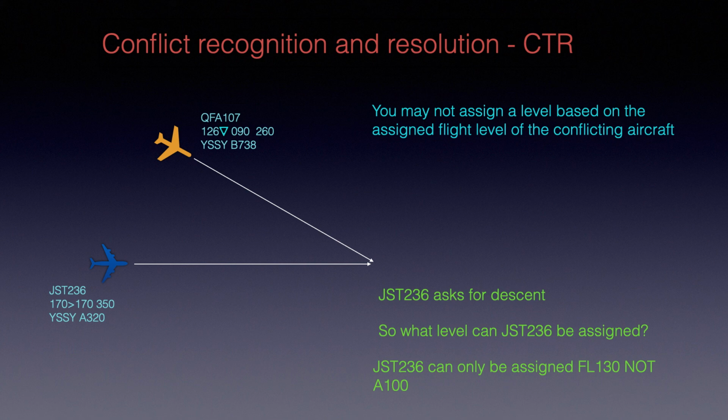Jetstar 236 can only be assigned flight level 130, not 10,000. You cannot give a level based on the assigned level of the other aircraft. You can only assign a level based on what level the conflicting aircraft has left. As I said right up the top, you may not assign a level based on the assigned flight level of the conflicting aircraft, because now you're asking for trouble. Okay, so just be careful of that. Have that in the back of your mind.